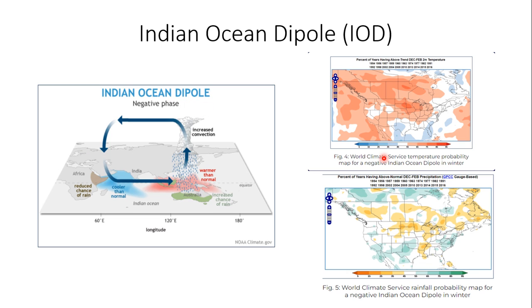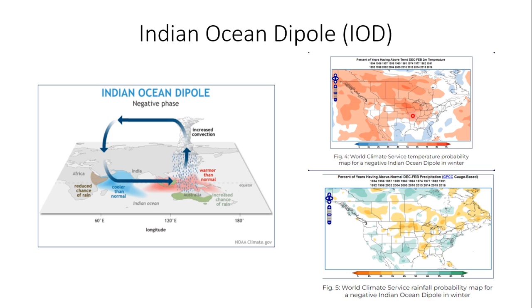Okay, so what happens when we have a negative IOD? This is the temperature anomalies that we see across the United States during negative IODs. We're currently in one right now. The white coloring here indicates near normal temperatures, the blue below normal, and then that salmon and the pinkish colors, the reds, they indicate above normal temperature.